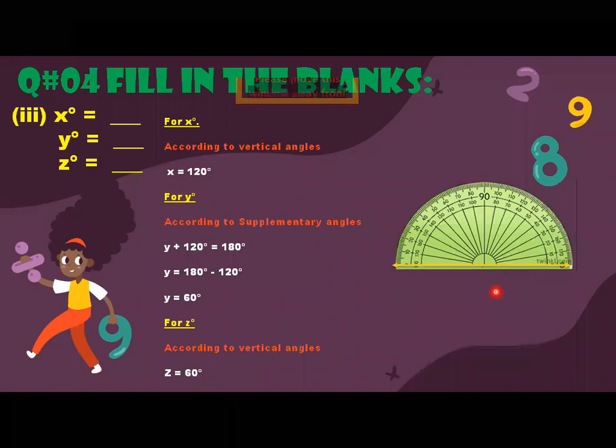Now after that, which angle are you going to draw first? Which angle? Obviously you are going to draw X first. So if you remember, your X lies here. So your X is equals to 120.